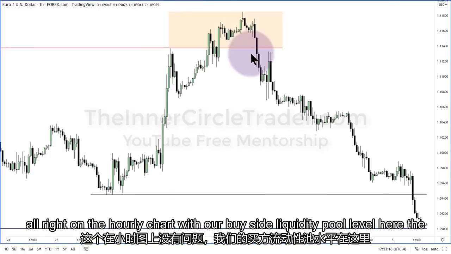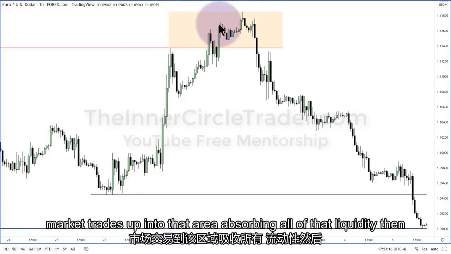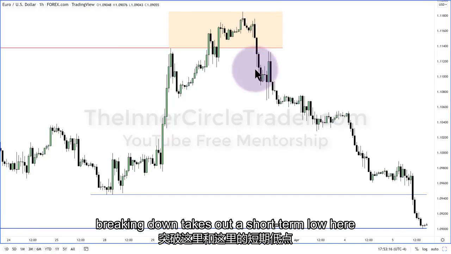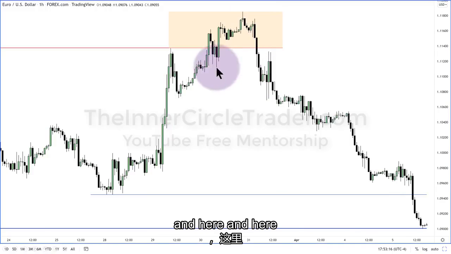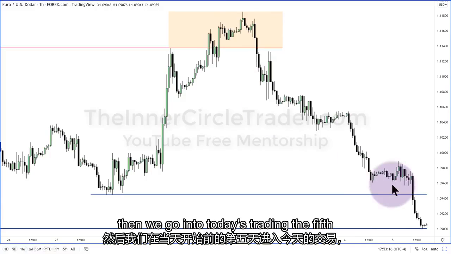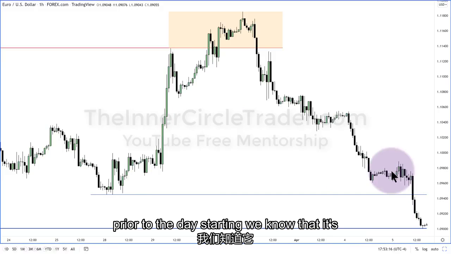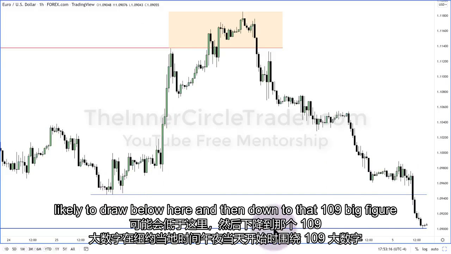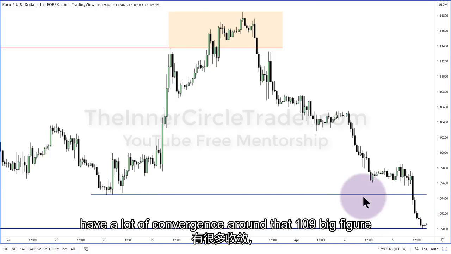All right, on the hourly chart with our buy side liquidity pool level here, the market trades up into that area, absorbing all of that liquidity, then breaking down, takes out a short-term low here, and here, and here, retraces up in, breaks lower. Then we go into today's trading, the 5th. Prior to the day starting, we know that it's likely to draw below here and then down to that 1.09 big figure. You have a lot of convergence around that 1.09 big figure.